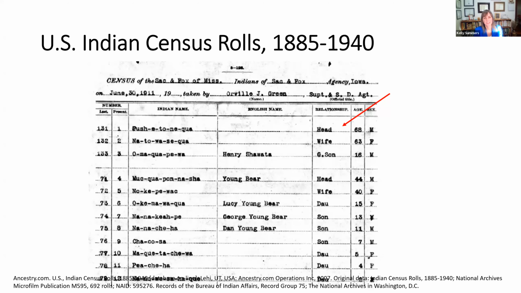Other schedules that were taken include the US Indian Census schedule, taken from 1885 to 1940. An interesting little fact: Indians or Native Americans were not considered citizens in the United States until I think it was 1942. So they were recorded separately, not in the regular population schedules that we saw. Again, you can see similar information. We have their name, in this case some of them have English names, and their relationships to the people in the household, ages, gender, and so forth.